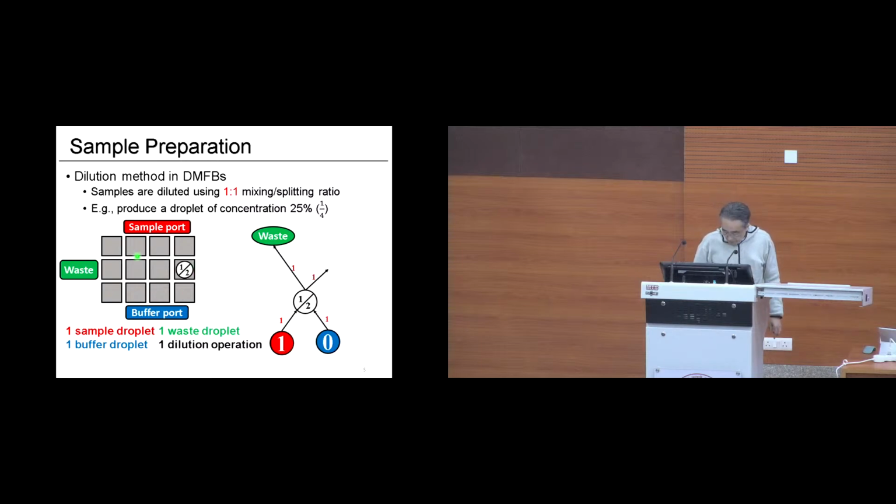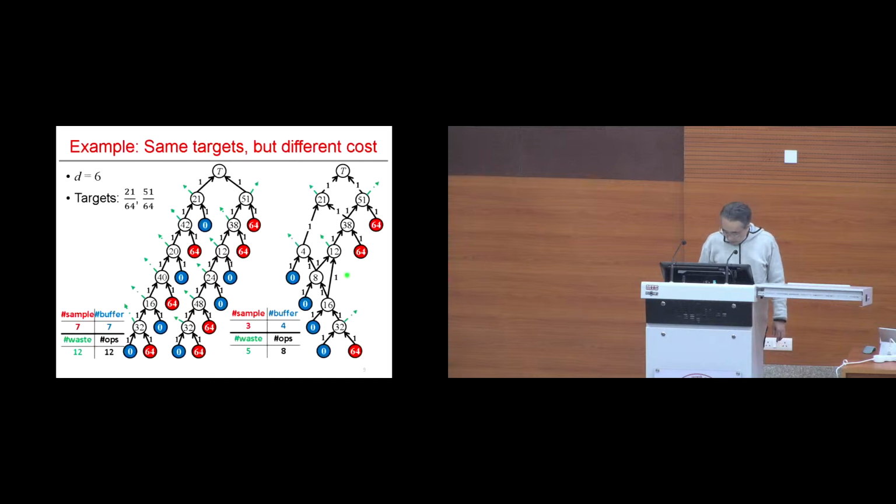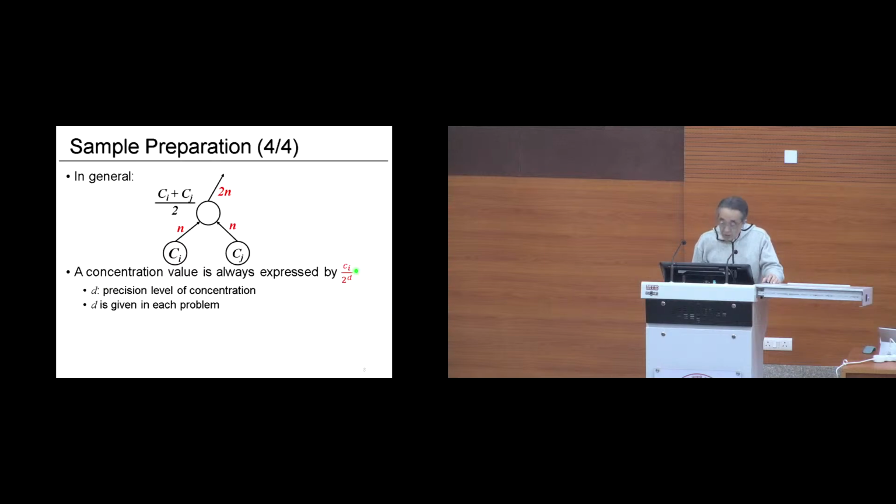And then, for example, we can mix this again with this 0. So we have a quarter ratio, for example. So, okay. This is a very simple case also. But for example, if you need this ratio, then you need this procedure. And this is called sample preparation. So this is a model.